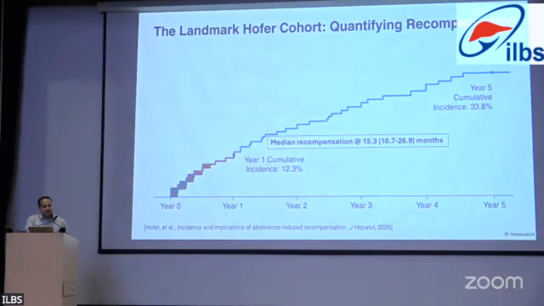This is the important outcome of the study, where they have seen that 12% at 1 year achieve recompensation, and the median time to achieve recompensation is 15.3 months. That means even at 1 year, if the patient has some ascites or some decompensation, we can wait, because many can become recompensated to the extent they can fall out of the transplant list. And at 5 years, 33%, one third of the patients of alcoholic cirrhosis with decompensation, become recompensated and remain recompensated.